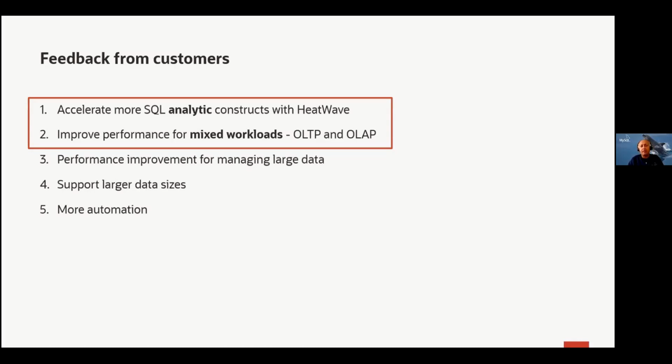The feedback in terms of improvement on managing large data sizes, we talked about earlier that we can now process up to 32 terabytes of data with HeatWave. For automation, we talked about Autopilot. So today, in this talk, you're going to focus on the first 2 things.